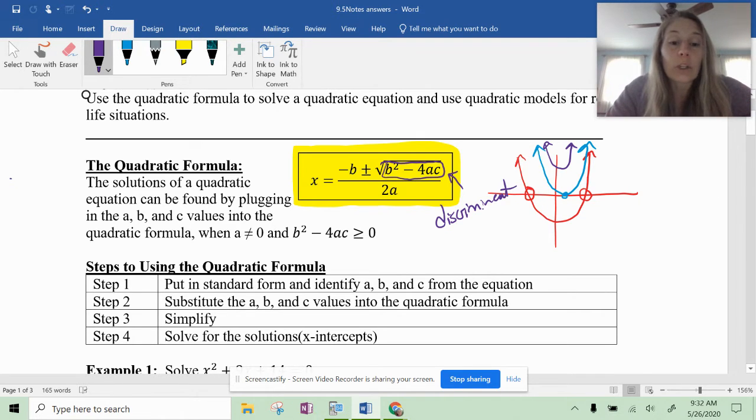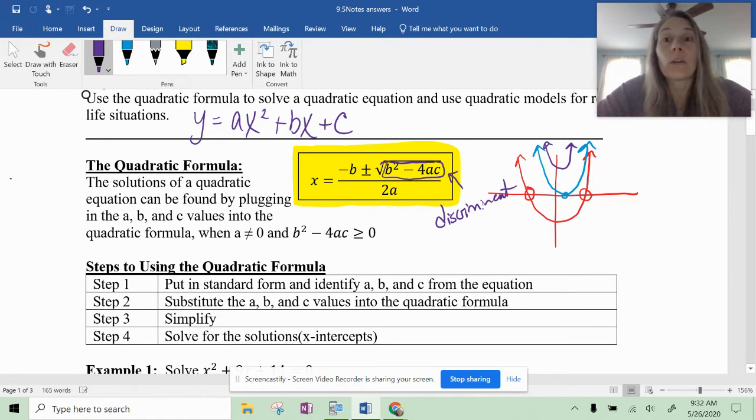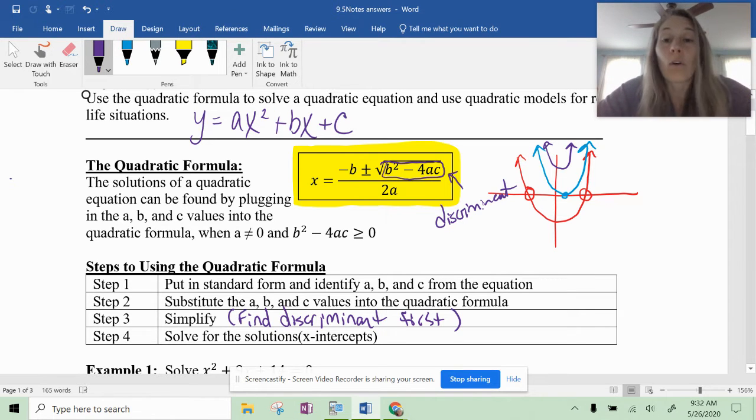Okay, so the steps to using the quadratic formula. Step 1, put it in standard form, identifying a, b, and c. Remember, your standard form is ax squared plus bx plus c, with everything on one side of the equal sign. Then you identify your a, b, and c. Then you substitute the a, b, and c values into the formula and simplify. Find the discriminant first, and then solve for those solutions.